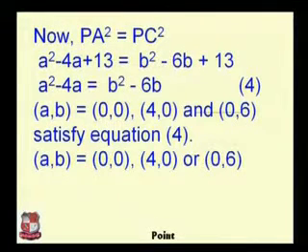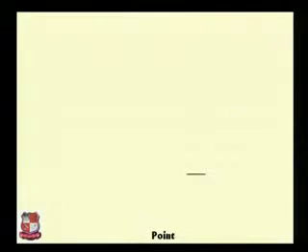Now again we compare PA square with PC square. Putting the values of PA square and PC square, a square minus 4a plus 13 equals b square minus 6b plus 13. Now 13 is common on both sides, so we have a square minus 4a equivalent to b square minus 6b. Call this equation number 4. So (a, b) is equal to (0, 0), (4, 0) and (0, 6) satisfy equation number 4. As you check it, putting these values of (0, 0), (4, 0) and (0, 6), they satisfy equation number 4, so that (a, b) is equal to (0, 0), (4, 0) or (0, 6).